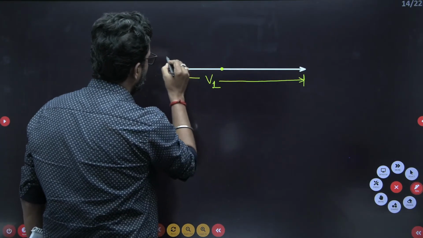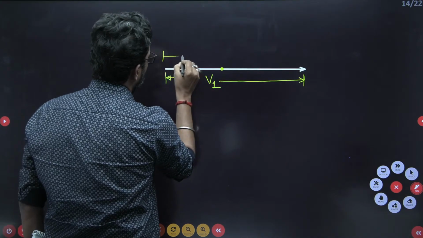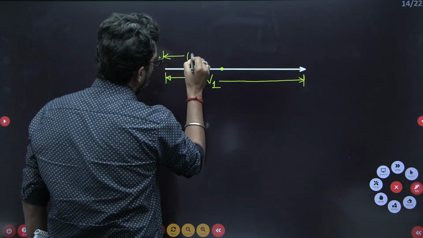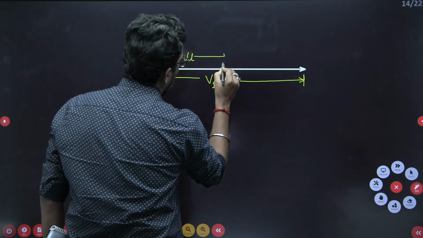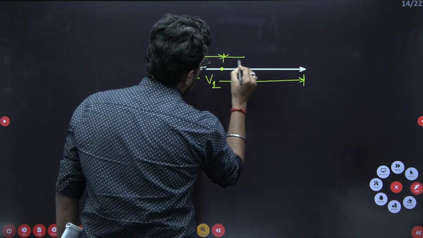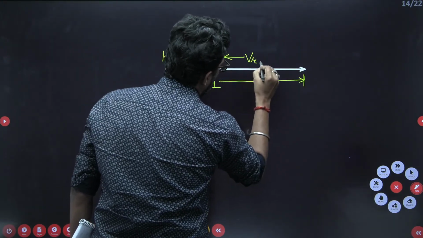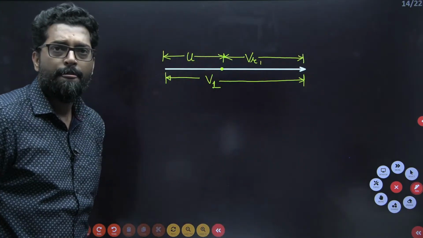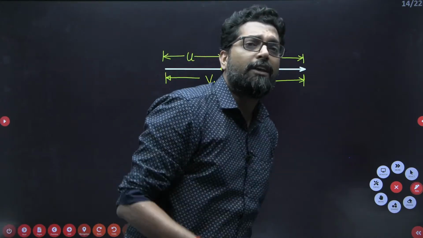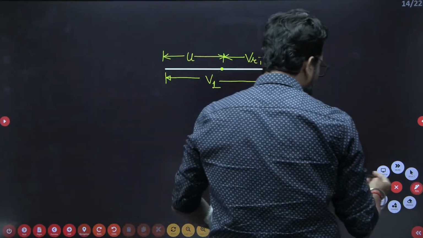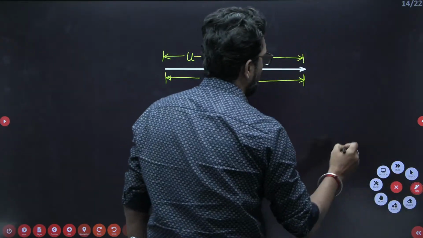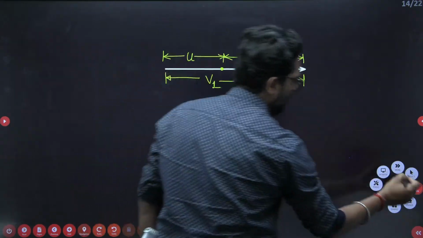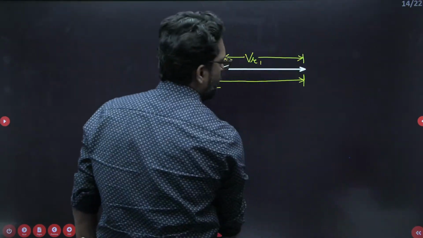This velocity part, let's suppose this is your U, the peripheral velocity, and this is your relative velocity VR1. So the inlet velocity triangle is fixed. No problem at all. Now, what is the exit velocity triangle? Let's suppose we have to draw the exit velocity triangle.